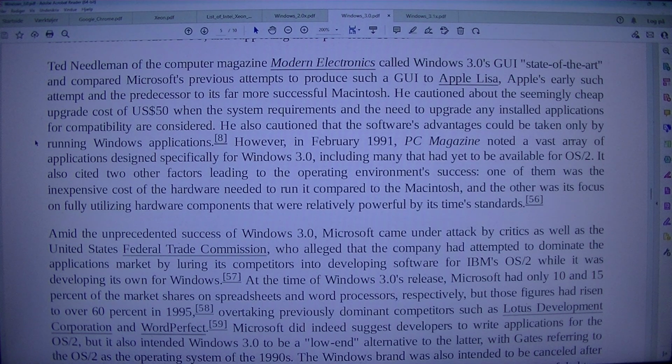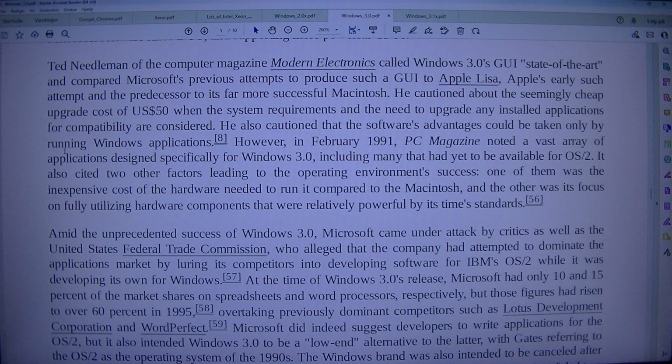However, in February 1991, PC Magazine noted a vast array of applications designed specifically for Windows 3.0, including many that had yet to be available for OS/2. It also cited 2 other factors leading to the operating environment's success. One of them was the inexpensive cost of the hardware needed to run it compared to the Macintosh, and the other was its focus on fully utilizing hardware components that were relatively powerful by its time's standards.